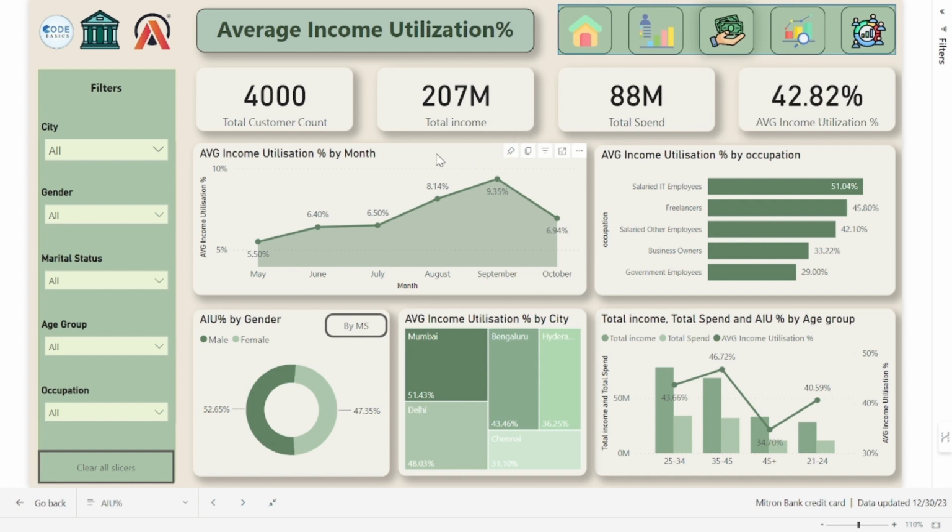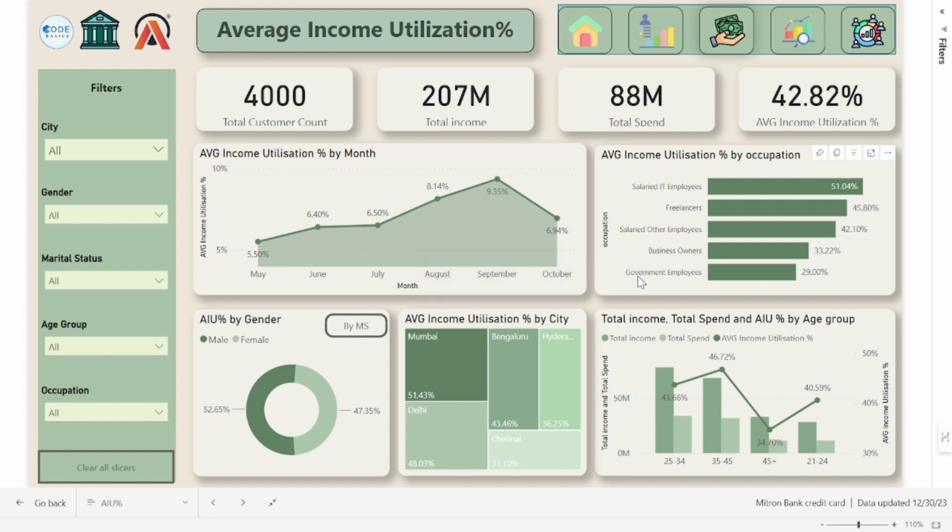And if we see this area chart across the months, we see a gradual increase in average income utilization from May to September, peaking at 9.35 in September. This could be due to shopping trends or back-to-school expenses. Interestingly, there is a slight dip in August.